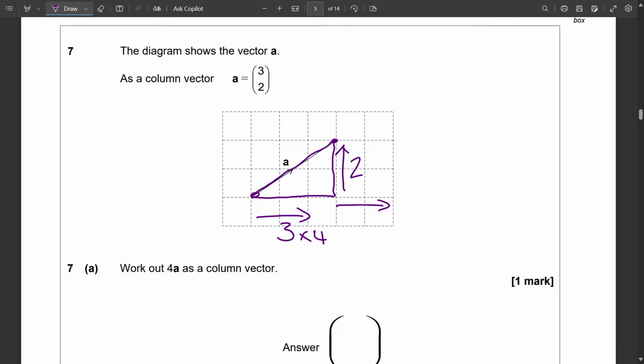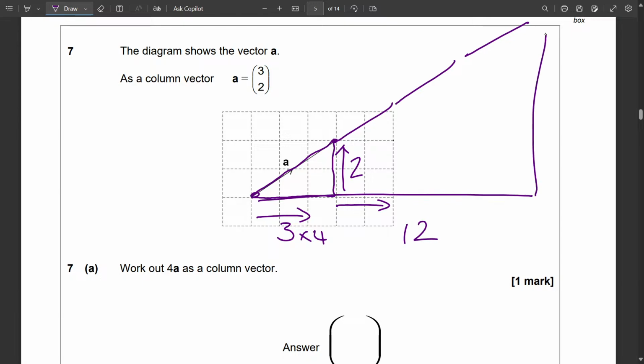So it makes this line 4 times bigger. Okay, so there, another one, 3 and 4. So you will be going 3 times 4, so you're going 12 across. And 2 times 3, that gives you 6 across. Sorry, 4 times 2 is 8. 8 up. So 3 times 4 and 2 times 4.